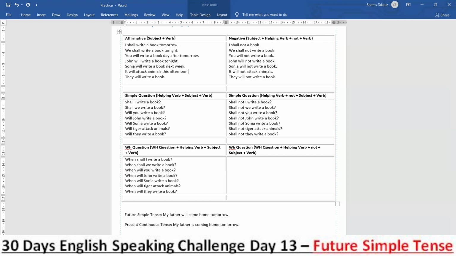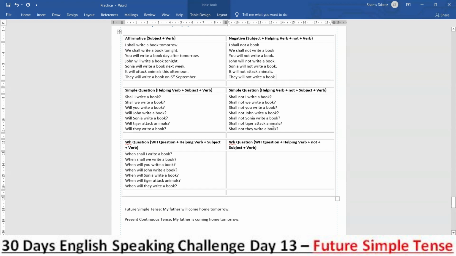Yes, next. When will they write a book? They will write a book on 6th September. Yes, perfect. This is how you need to frame your sentences, right? You need to understand the logic behind it. There is no rocket science, right?